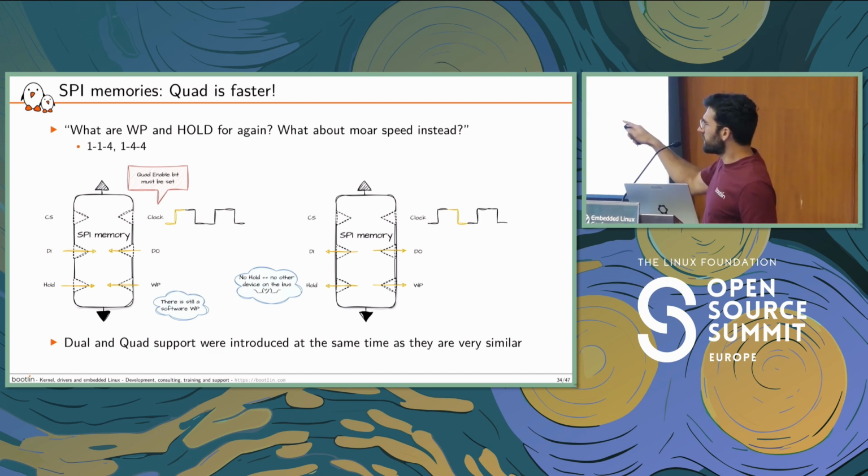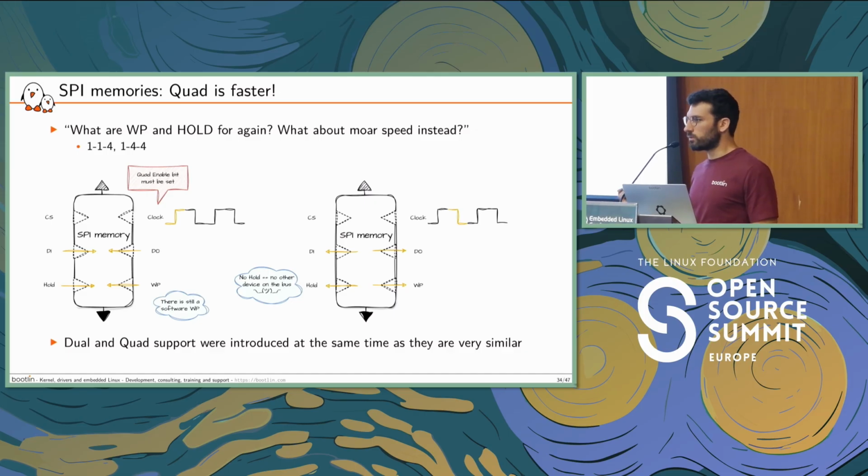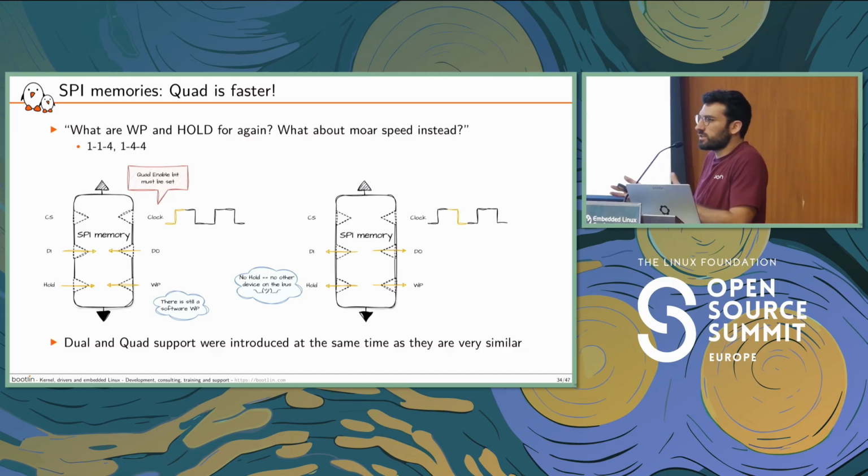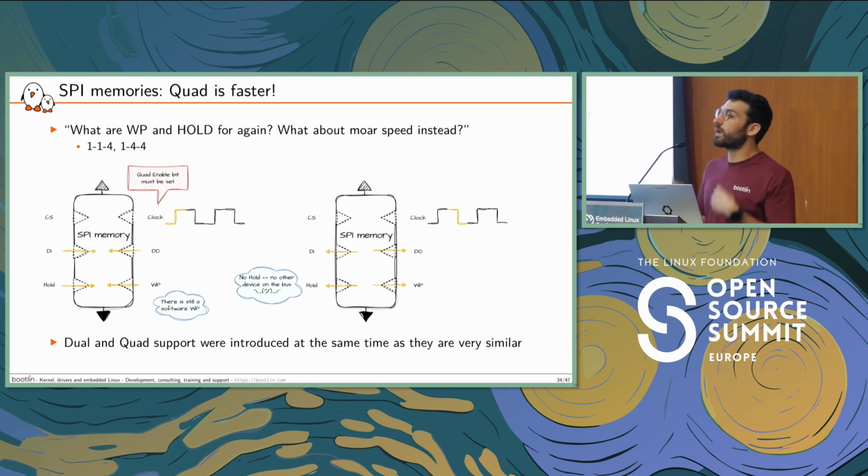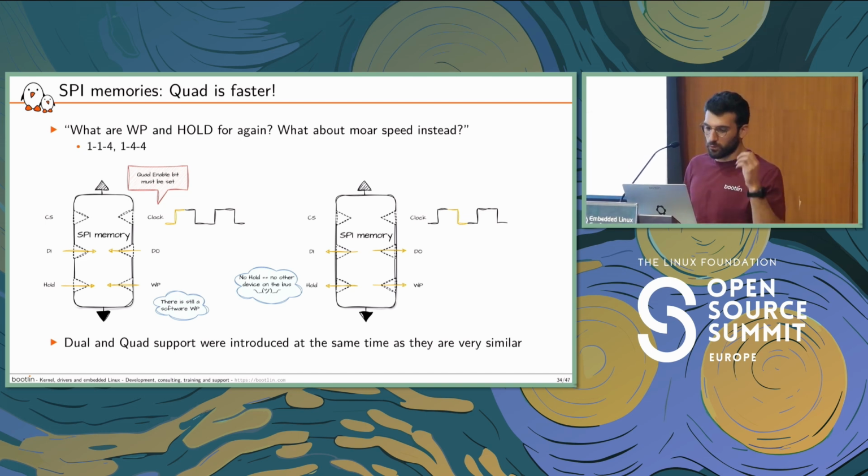But what are those two other pins, hold and WP? Are they really useful? Well, if you consider a SPI memory that might be alone on its SPI bus, maybe you can just get rid of the hold pin. And the write protect pin, WP, of course matters, but we also have a software alternative for that. So why not use those two other pins for data as well? And that's the quad mode. So we need to enable quad mode by setting a volatile bit in the SPI memory. And then those four pins are sampled on both edges of the clock.